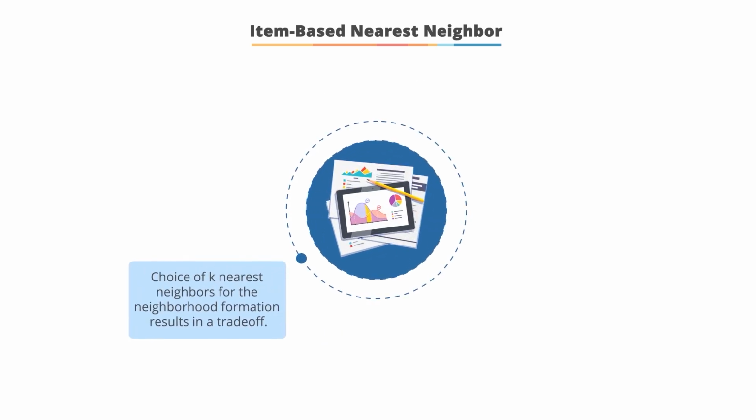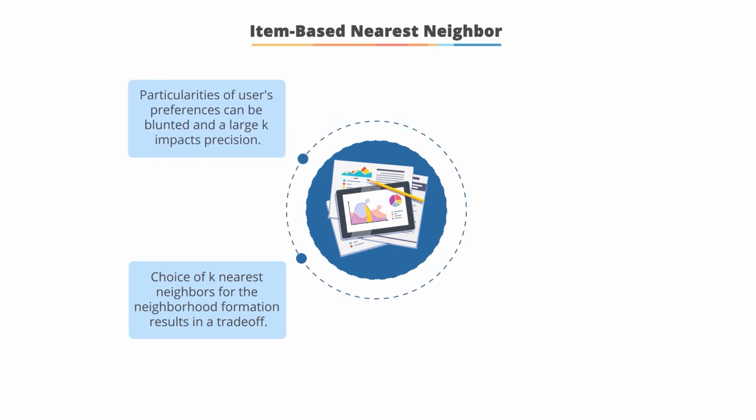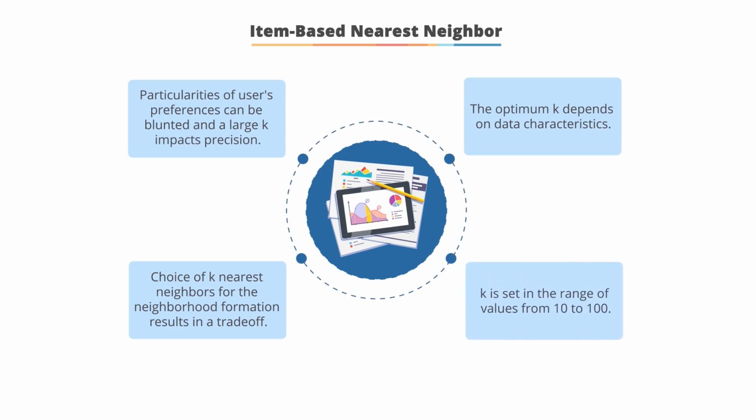The choice of the K nearest neighbors for the neighborhood formation results in a trade-off. When you use a very small K, only a few candidate items can be recommended because there are not a lot of neighbors to support the predictions. While the particularities of users' preferences can be blunted due to a large neighborhood size, so a very large K impacts precision. The optimum K also depends on data characteristics such as sparsity. So K is set to be in the range of 10 to 100.